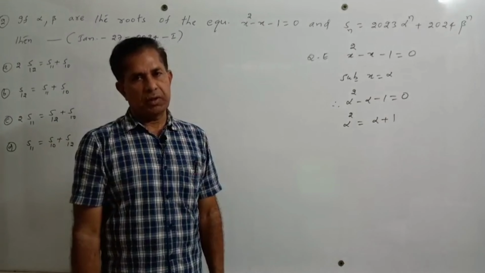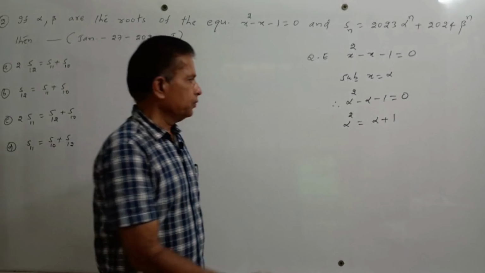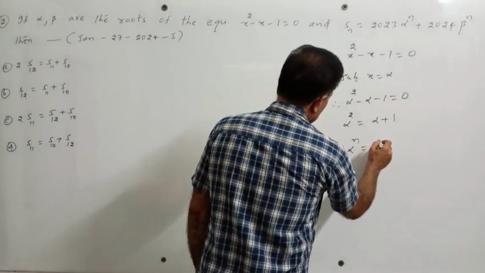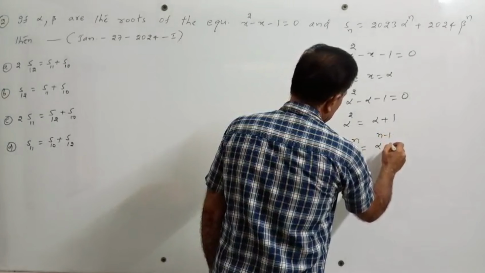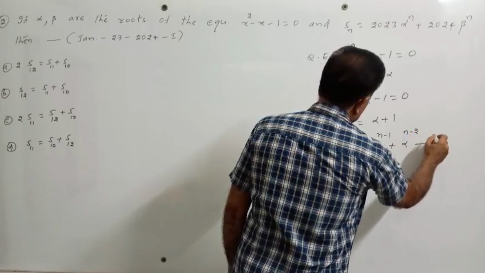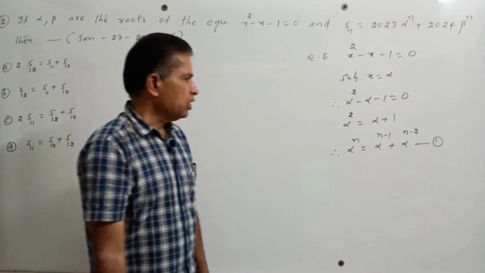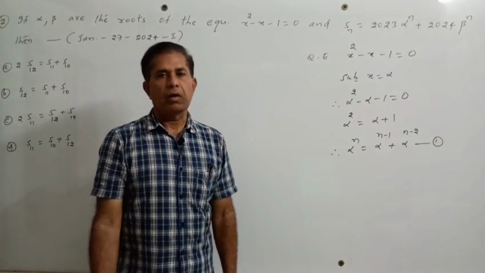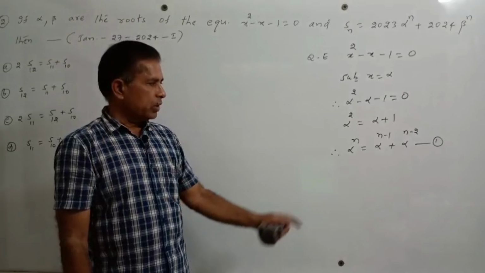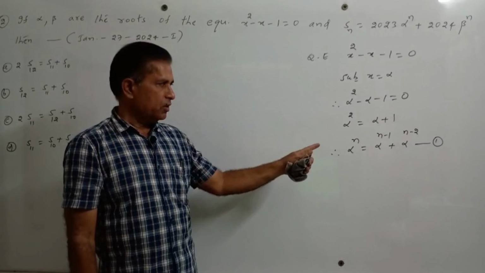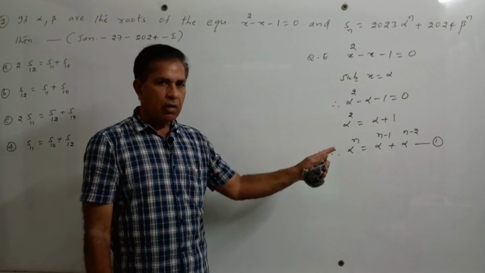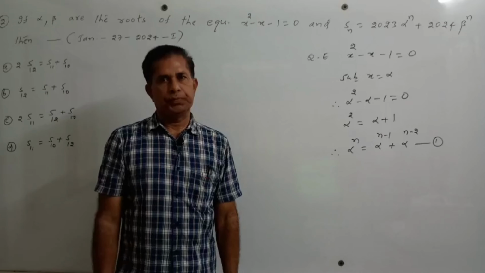Multiply both sides with alpha to the power of n minus 2. Therefore, I can say alpha to the power of n must be equal to alpha to the power of n minus 1 plus alpha to the power of n minus 2. Just I multiplied both sides with alpha to the power of n minus 2. So I expressed alpha to the power of n in terms of alpha to the power of n minus 1, alpha to the power of n minus 2.